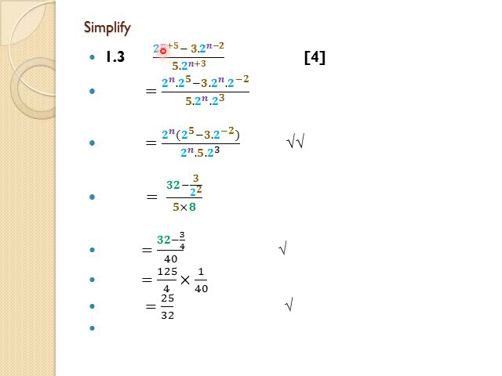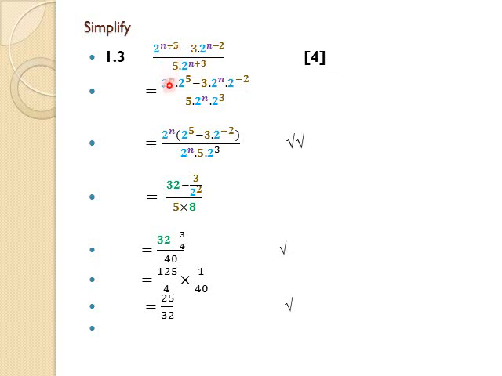But given 2 to the power n plus 5 minus 3 times 2 to the power n minus 2, over 5 times 2 to the power n plus 3. Now the first step here, splitting, is to make sure you don't make an error. You don't get a mark for it, so you don't need to do it. But if you're error prone, just get in the habit of doing it.